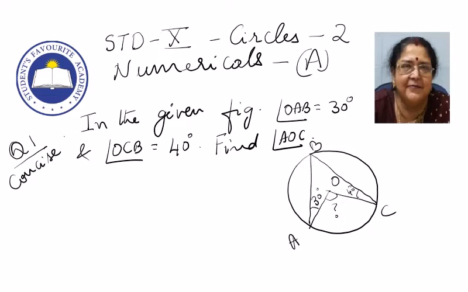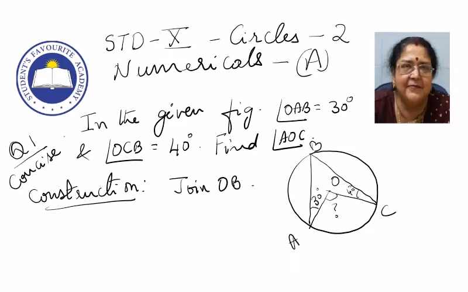But the problem is, according to this theorem, angle AOC is equal to twice angle ABC. But in that case we must know angle ABC. So in order to find angle ABC we will have to do some construction. So you have to write it as construction: join OB. The one which you are doing under construction, you have to show it as a dotted line. So we are joining OB with a dotted line.